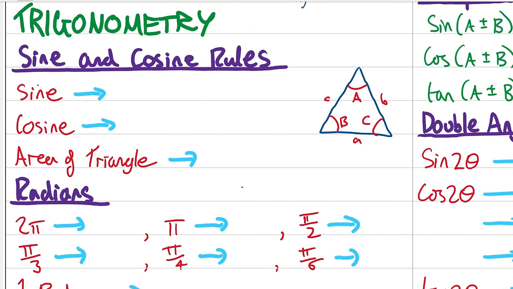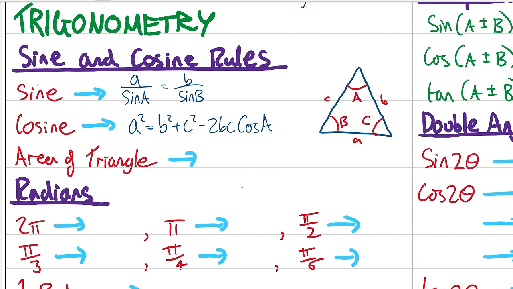Trigonometry, sine rule, you have to remember the sine rule, you're not given this anymore. It's a over sine of a is equal to b over sine of b. And the cosine rule is a squared is equal to b squared plus c squared minus 2bc cosine capital A. The area of a triangle is a half ab sine capital C.